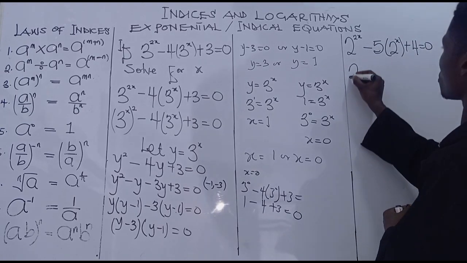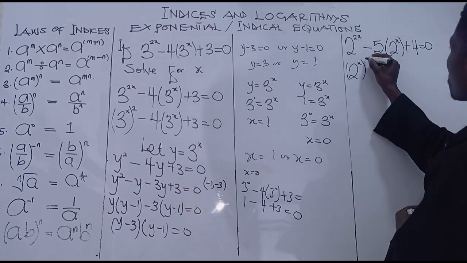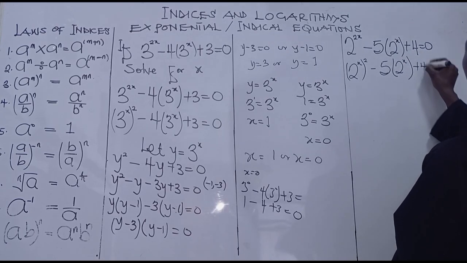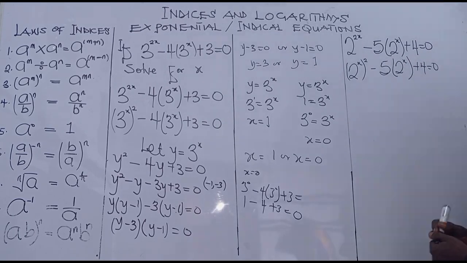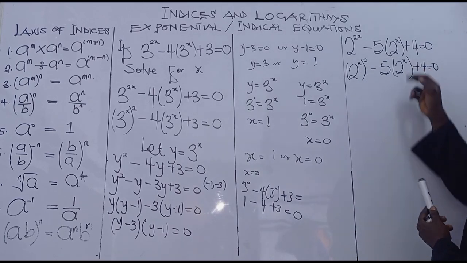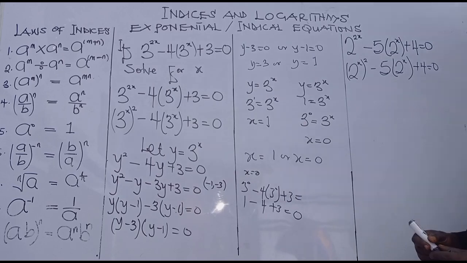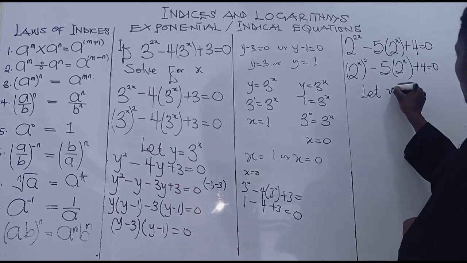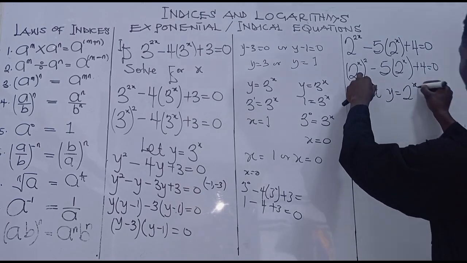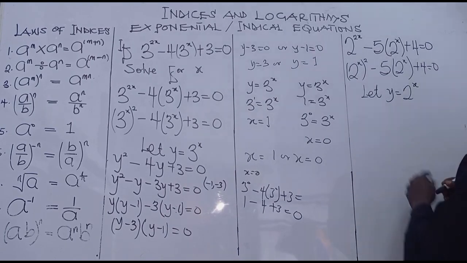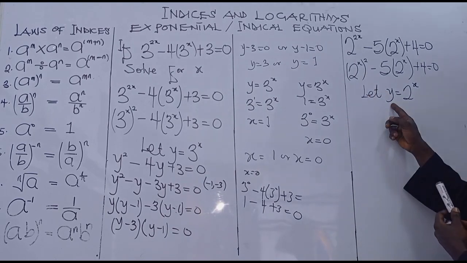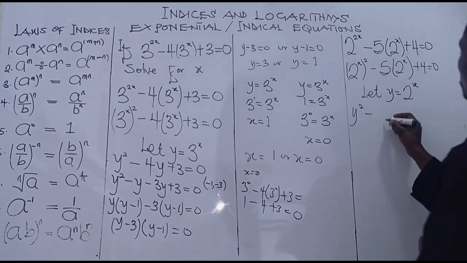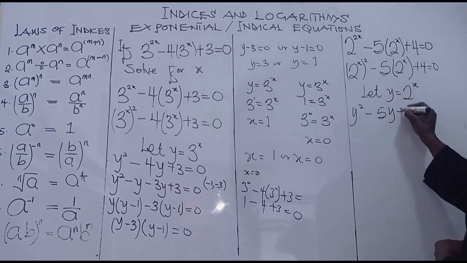So we have (2^x)^2 minus 5 times 2^x plus 4, and that gives us 0. Now since we have 2 raised to the power x, let's represent it with any variable at all that we like. So let's choose y. So we are going to let y equal 2 raised to the power x. In place of 2 raised to the power x, we are going to substitute y. So we have y squared minus 5y plus 4.